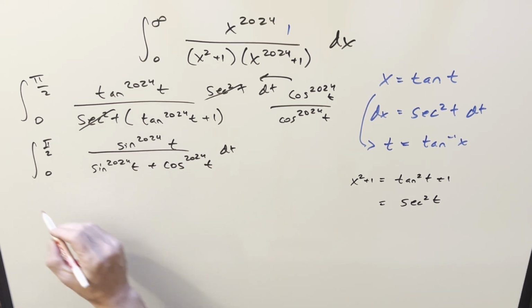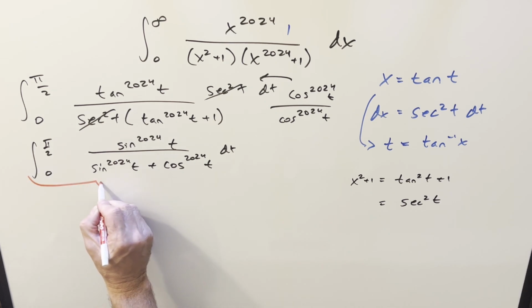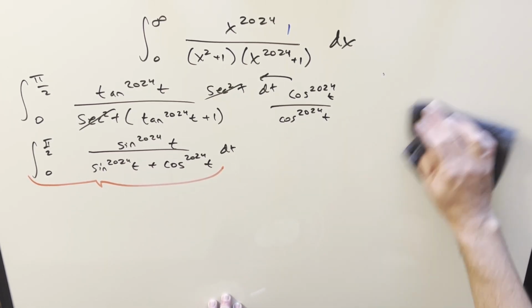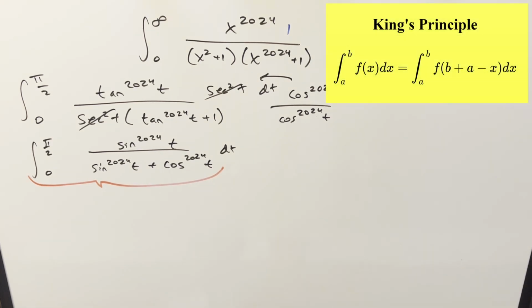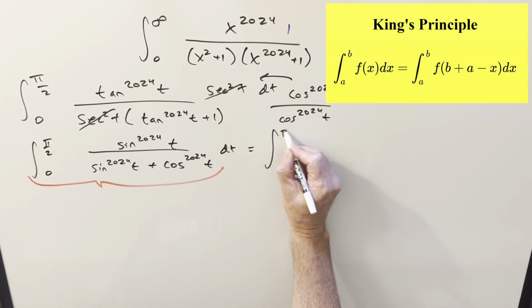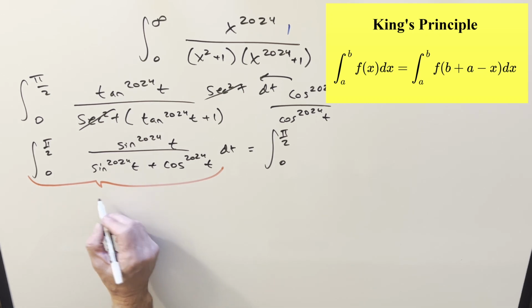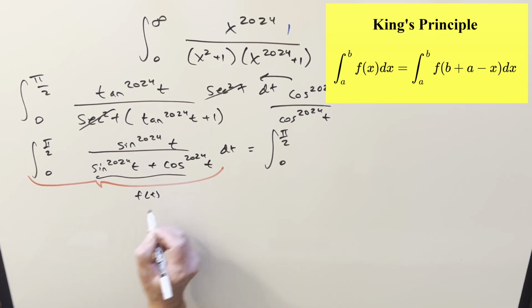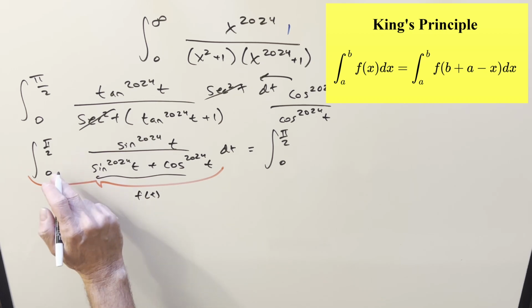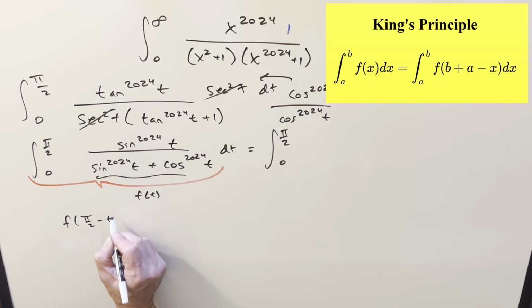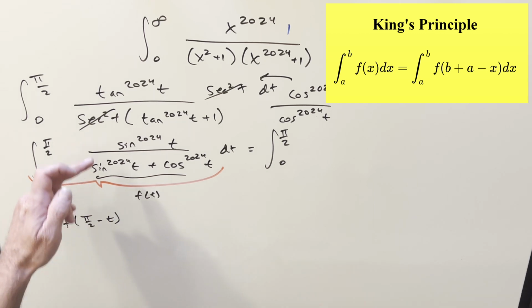At this point, you might recognize this. Some of you might already know the answer, because this is a common setup where you could just use a formula and go right to the answer. But I'm going to do it out so we can see how it works. Let's use King's principle on this. Our bounds stay the same, but for t we plug in a plus b minus t. If this whole thing is our f of t, that's going to be f of pi over 2 minus t.